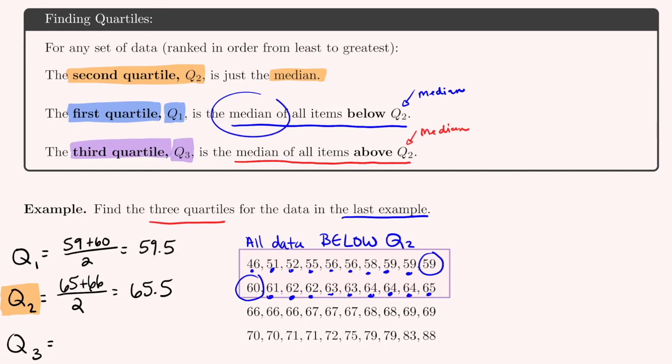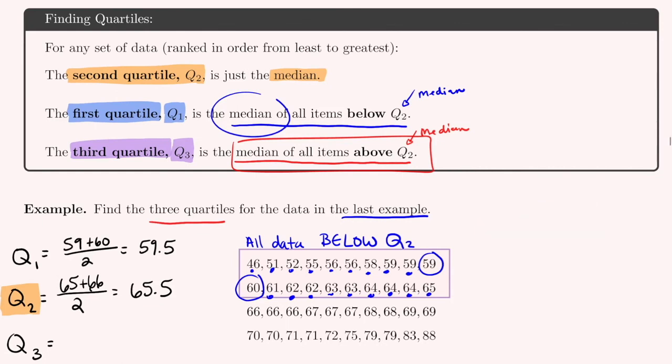Now the definition for the third quartile is for all the items above Q2, find the median of that new data set. Now I would encourage you to pause the video and attempt to find Q3 on your own. And then when you've completed your work, unpause and check your answer.